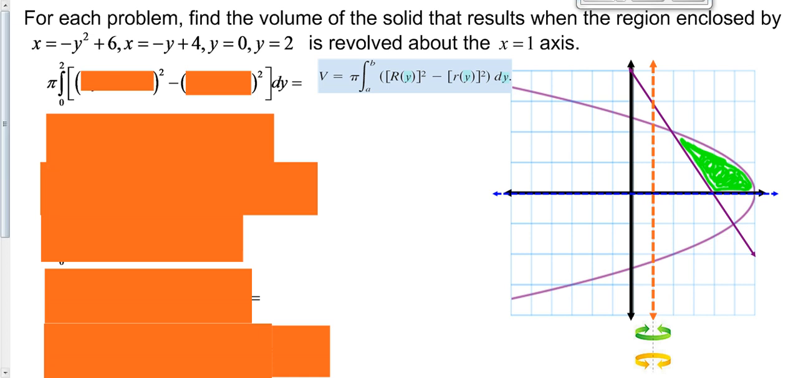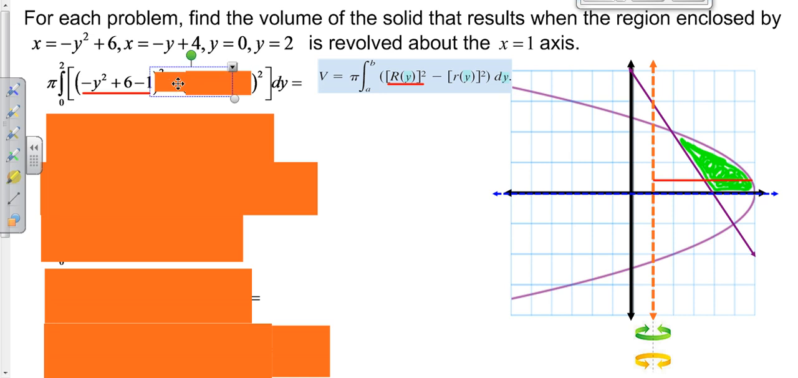Then we got to go ahead and take a look at our outer radius, the big R. That's what we're going to put here, and that's what our big outer radius is. That goes from what's on the right, which is our function, to what's on the left, which is our axis of symmetry. So we got to take what's on the right, our function in terms of y, minus what's on the left, which is our axis of symmetry. And that's our outer radius, and we need to go ahead and square that.